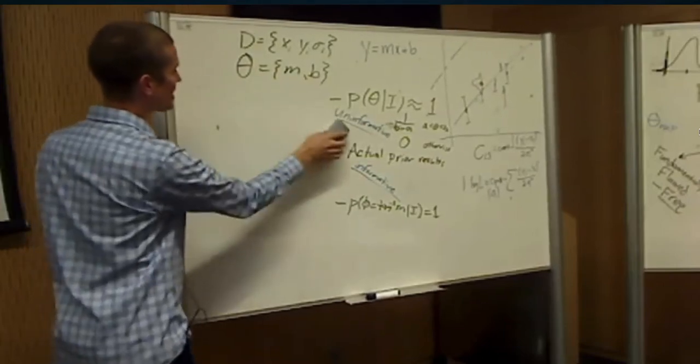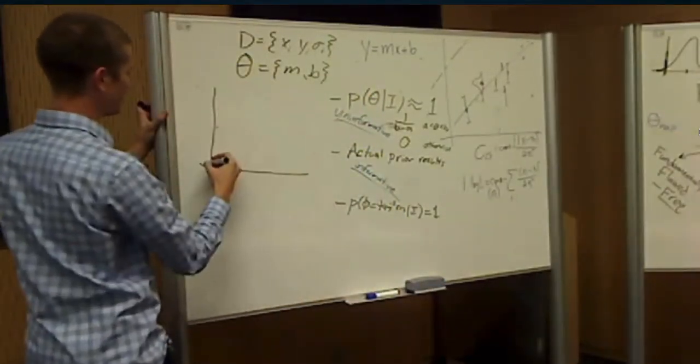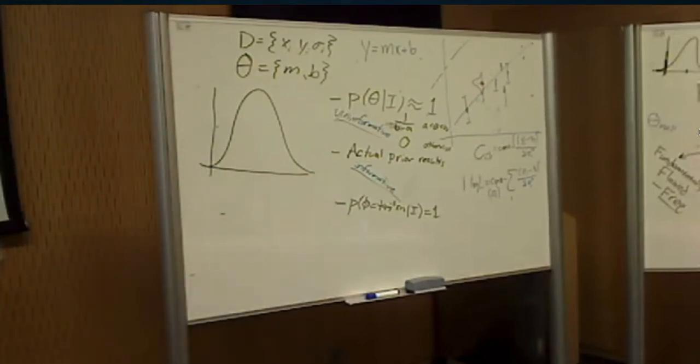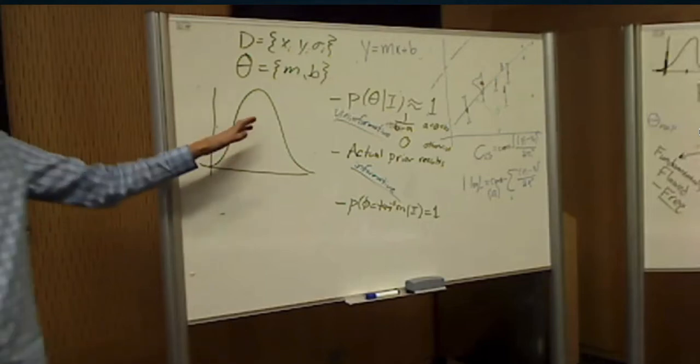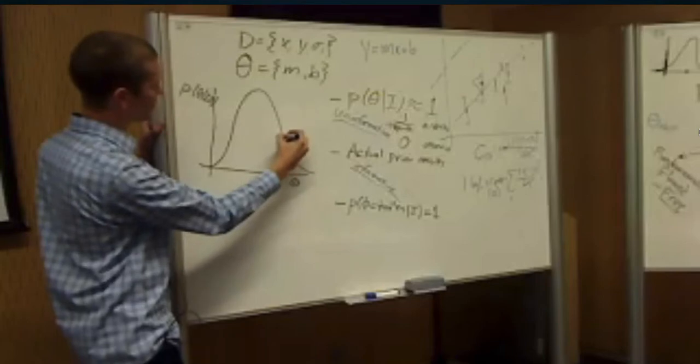So let's say we have a posterior that looks like this. This is just a one-dimensional representation. This is a function that at each value of theta, this is p of theta given data I. At each value of theta, we know how to evaluate what that posterior looks like.